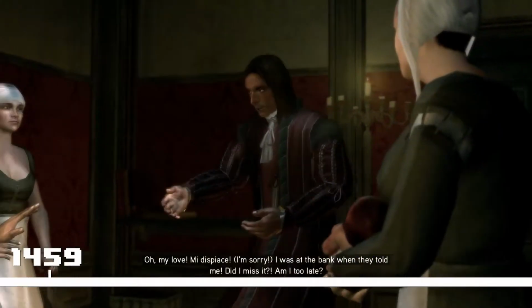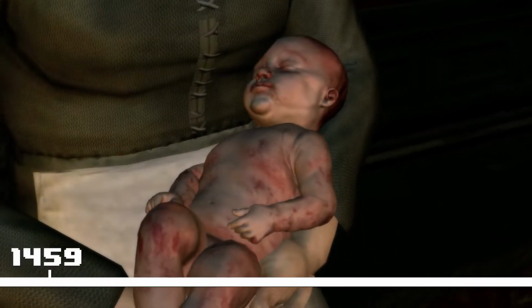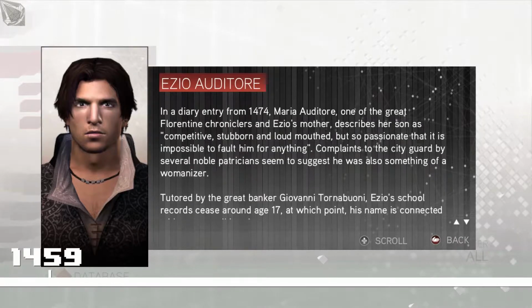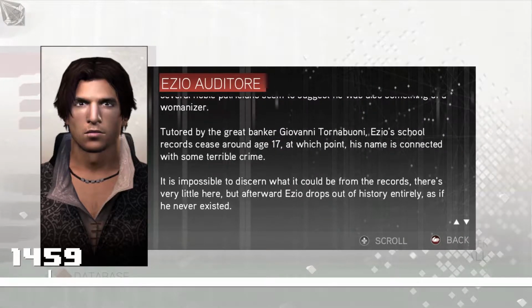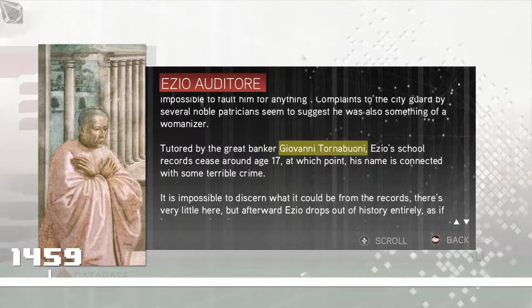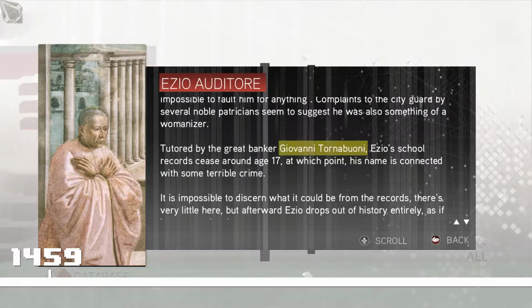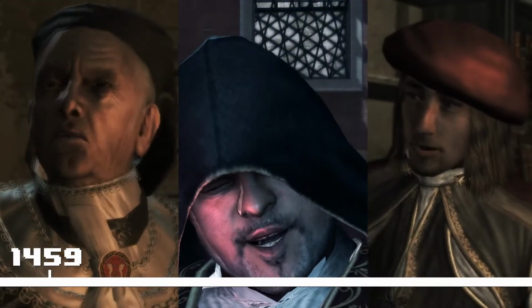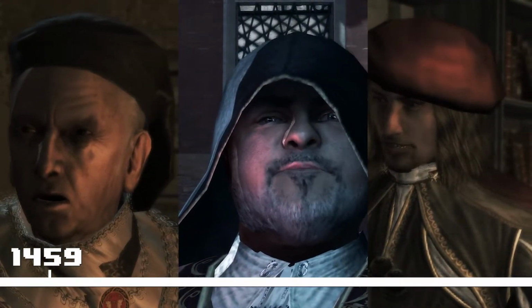However, the story immediately gets intertwined with reality. For example, when searching through the game's database, you'll find out that Ezio has been tutored by real-life 15th century banker Giovanni Tornabuoni. Unfortunately, this is the only mention of him in the game and you can't find him anywhere else. But just like him, most characters you actually encounter in the game have really existed.